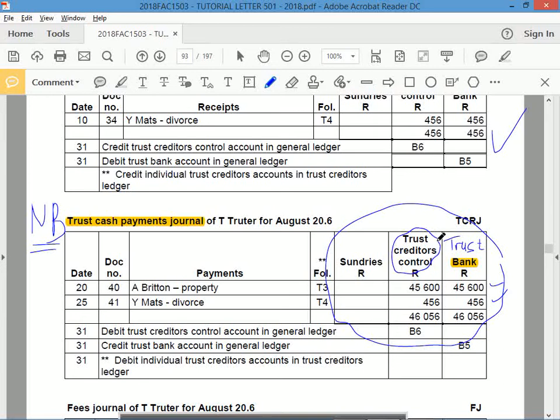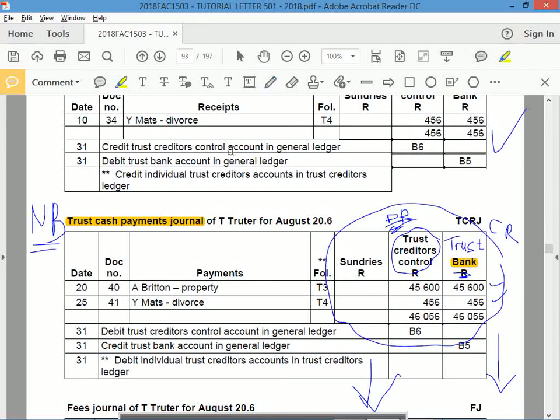So earlier when we were looking at the workings, I said we're going to debit the trust creditors. That was one of the workings. And we said we were going to credit the trust bank. Now you can see it, but in a journal format. In the journal format, the same thing applies, except you've got columns instead of debit, credit, debit, credit. All of these are going to be debits. All of these are going to be credits, because the bank goes down and the trust creditors goes down. Liability decrease, asset decrease, for the reasons we spoke about earlier.